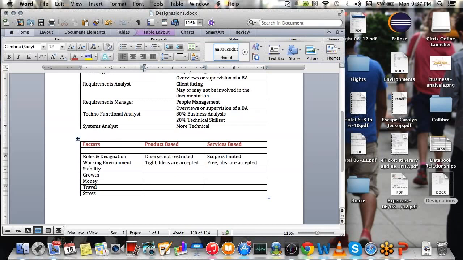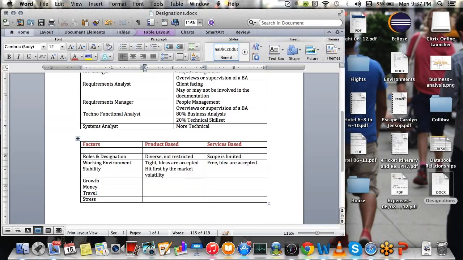So product-based firms, most of the time, are hit first by market volatility. Let's say the market is not so great. People are not purchasing the products, and existing clients are not renewing. If they're not purchasing, it means less revenue to the organization. If it is less revenue, it's more layoffs, right?